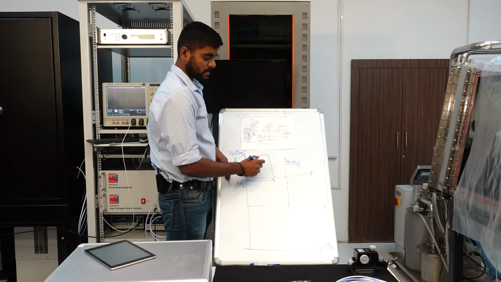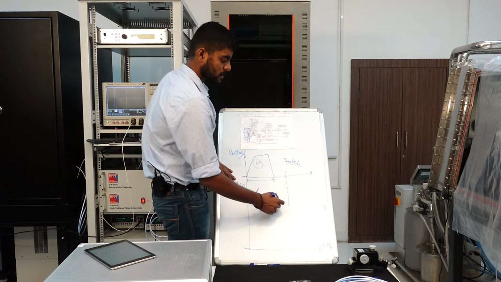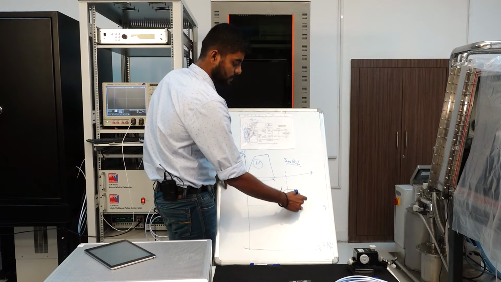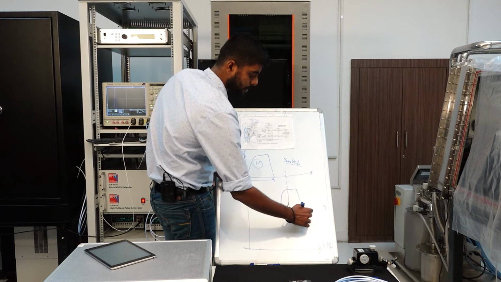Say the velocity of the pulse is v and the distance between your generator and the switch is L. Your switch will have this waveform at a time t equals L by V.